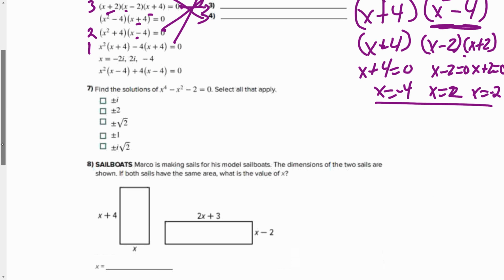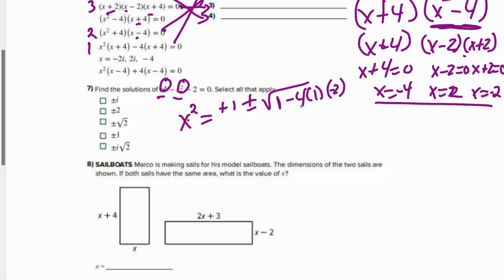Okay, number 7 here. Find all solutions, select all that apply. So I can see this is quadratic form because 4 is double 2, so I can use it as a quadratic. Instead of solving for x, I'm going to solve for x squared. So negative b, that'd be a positive 1, plus or minus the square root of b squared, so b squared is just 1 again, minus 4 times a times c.